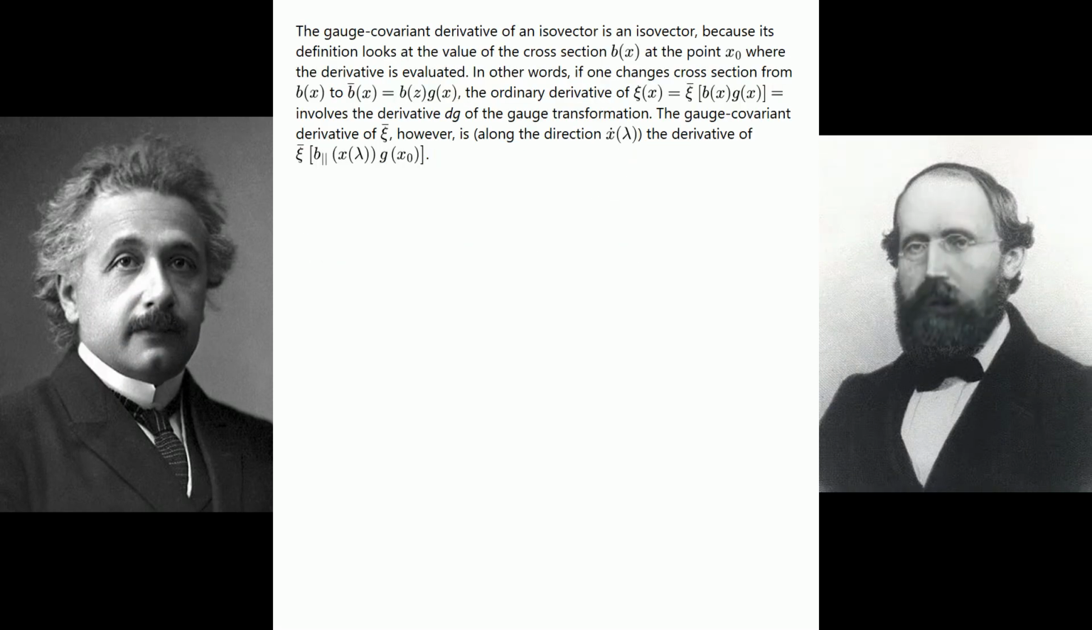The gauge covariant derivative of an isovector is an isovector because its definition looks at the value of the cross-section b(x) at the point x₀ where the derivative is evaluated. In other words, if one changes cross-section from b(x) to b̄(x) = b(x) g(x), the ordinary derivative of Π(x) = Π̄(b(x) g(x)) involves the derivative dg of the gauge transformation. The gauge covariant derivative of Π̄, however, is, along the direction ẋ(λ), the derivative of Π̄(b_|(x(λ)) g(x₀)).